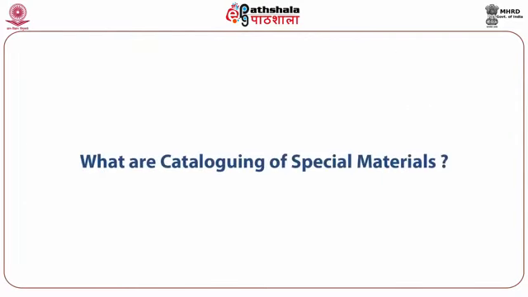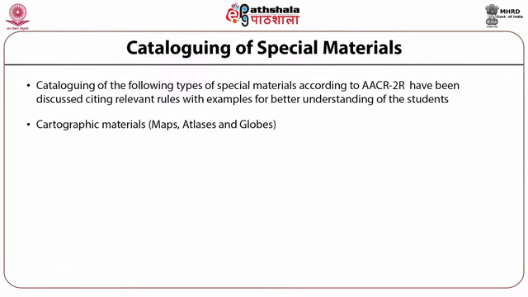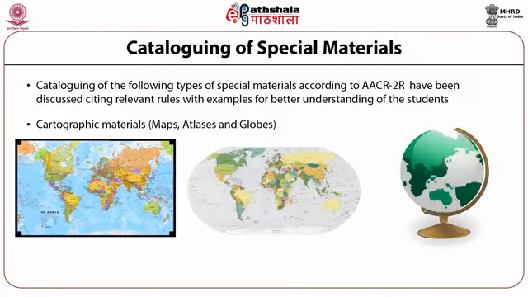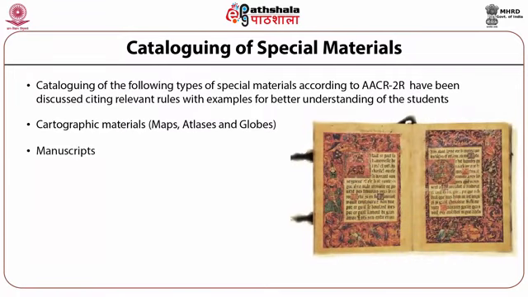Then what are the special materials we want to discuss in this module? First is cartographic materials. What do you mean by cartographic materials? Cartographic materials consist of maps, atlases and globes. So how to catalog maps, atlases and globes is included here. Secondly, manuscripts. What do you mean by manuscripts? Manuscripts were written on palm leaves by hand many years back. So that is not printed. So special attention must be given to how to catalog the manuscripts.